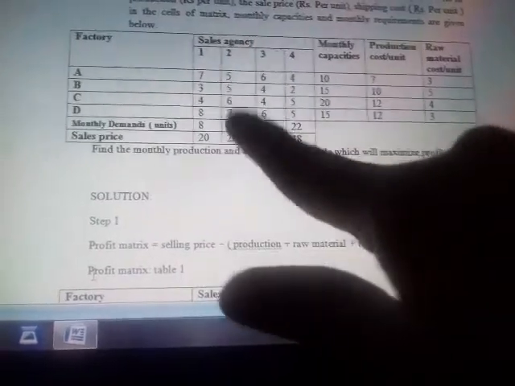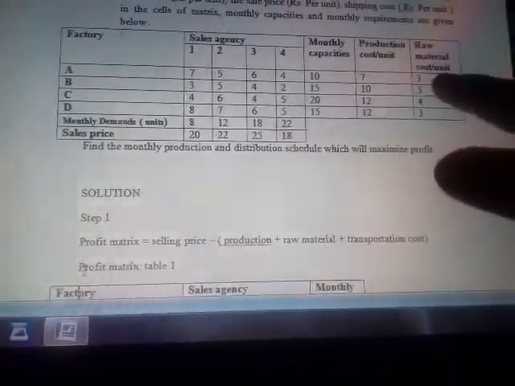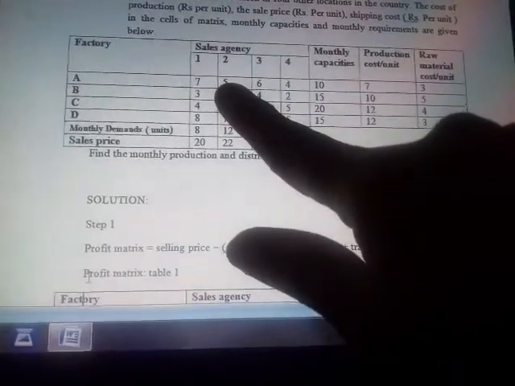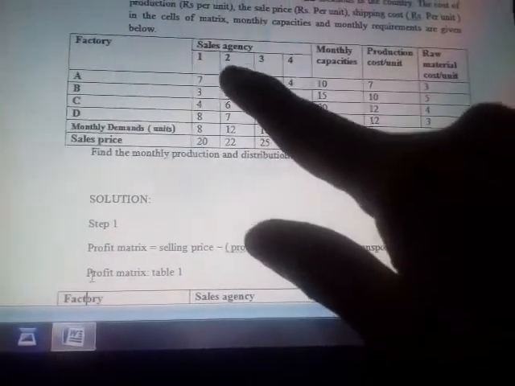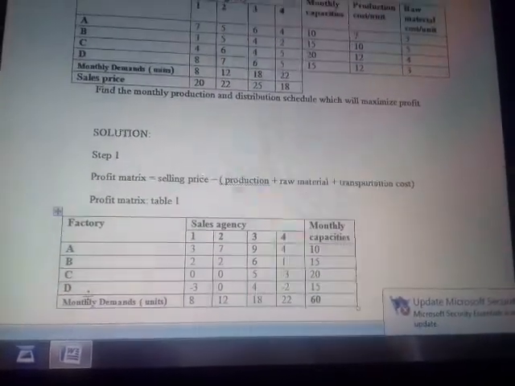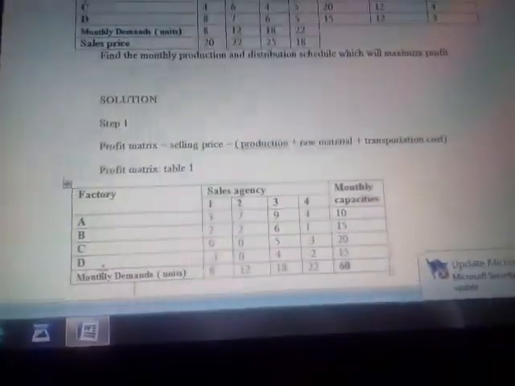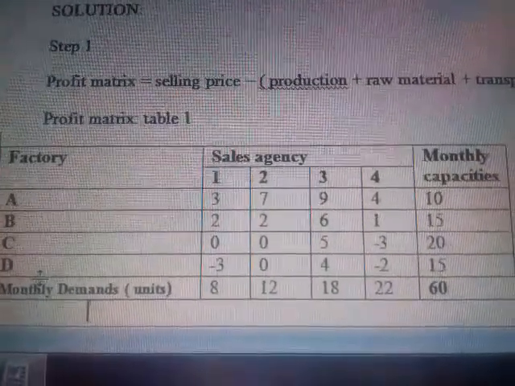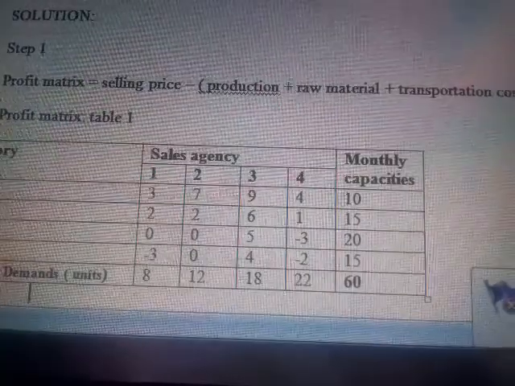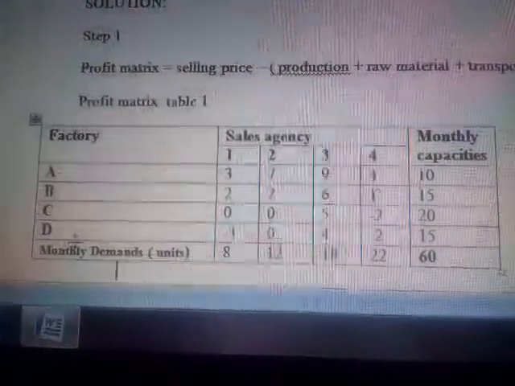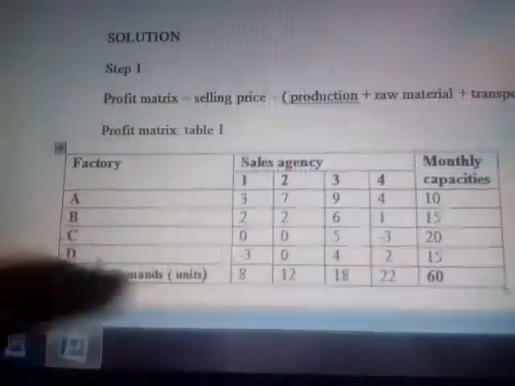Is it clear? For the second row, take 22 and add this: 7 plus 3, 10, 10 plus 5, 15, and 22 minus 15. Okay, so 22 minus 15, you will get 7. So this table you have to do. Okay, this is profit matrix table 1. Is it clear? So how to do it? Profit matrix is equal to selling price minus production plus raw material plus transportation cost. So you will get the profit table. Okay, this table you will get.